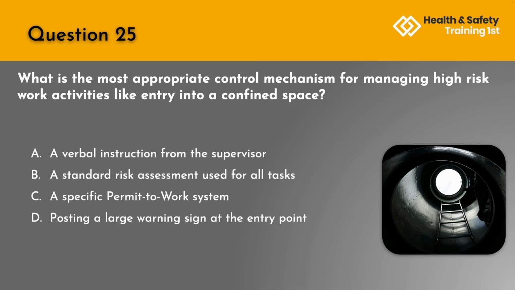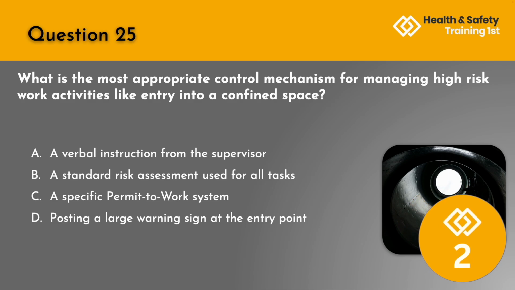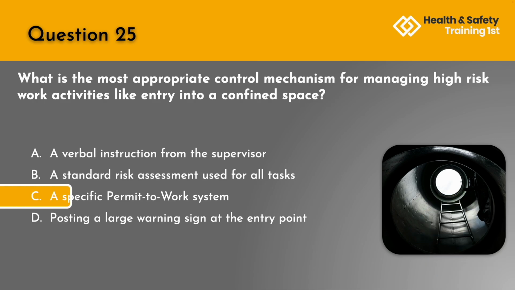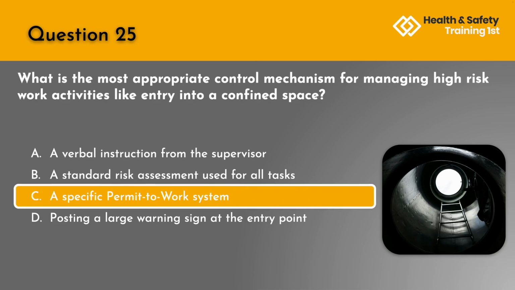A. A verbal instruction from the supervisor. B. A standard risk assessment for all tasks. C. A specific permit to work system. Or D. Posting a large warning sign at the entry point. The correct answer is C. A specific permit to work system.